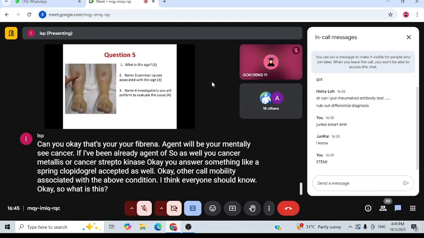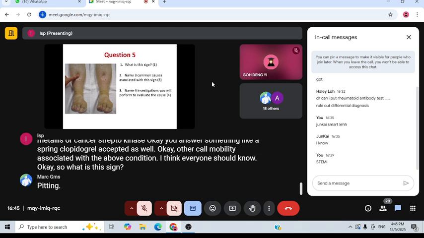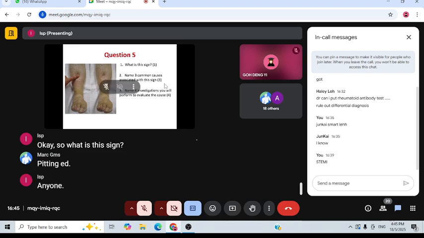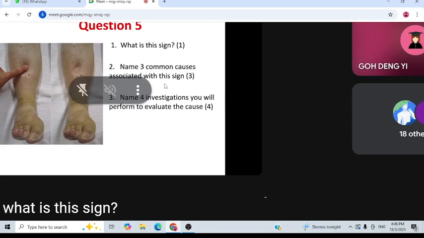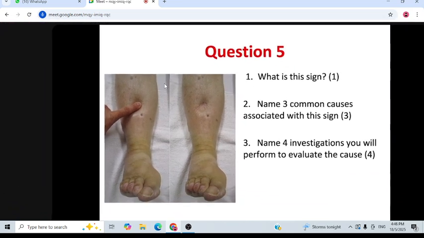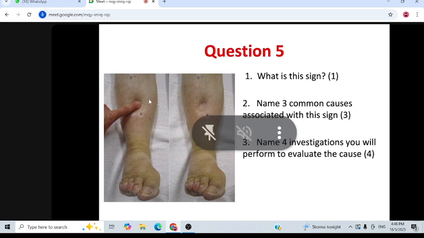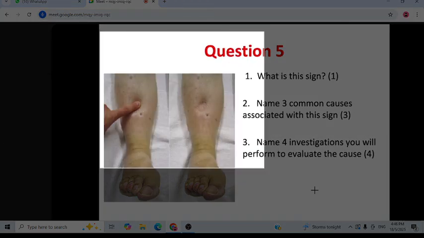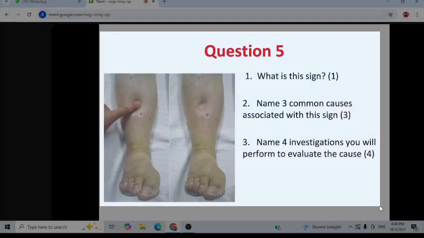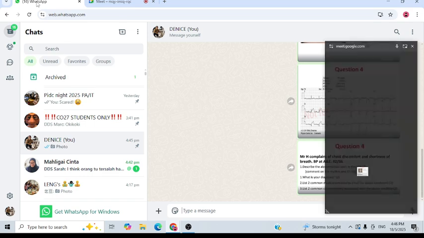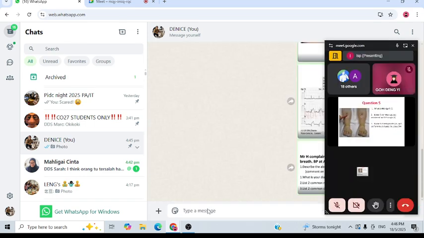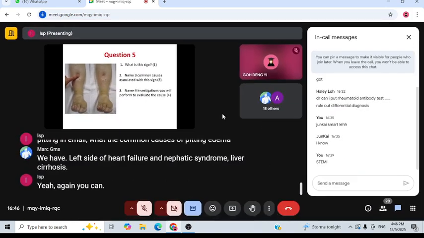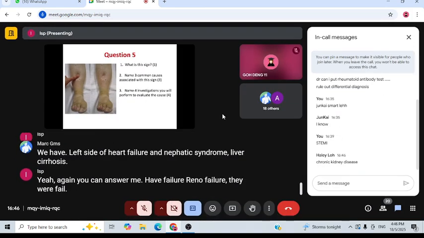So what is this sign? Pitting edema. Anyone doesn't get this? I think the picture shows very well. So pitting edema. What are the common causes of pitting edema? We have left-sided heart failure, nephrotic syndrome, liver cirrhosis. You can answer heart failure, renal failure, liver failure, also I can accept. So very easy, right?